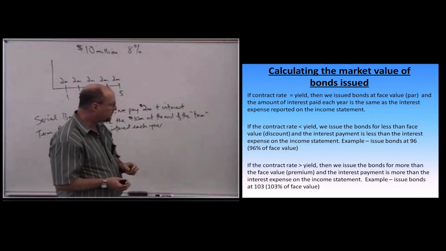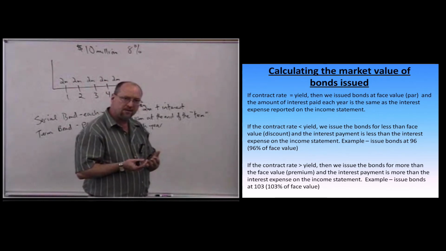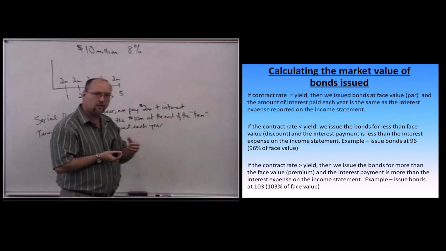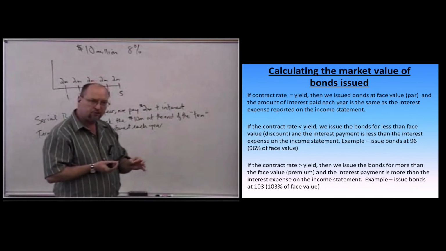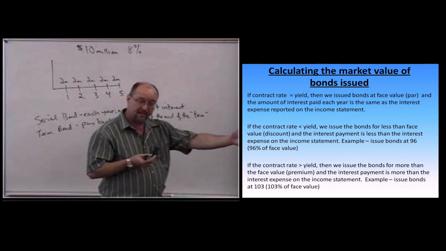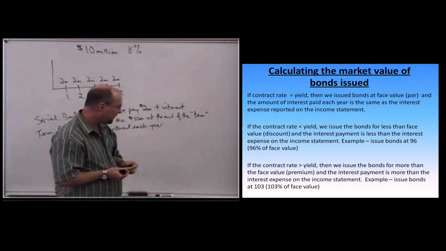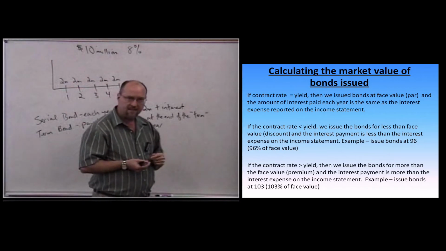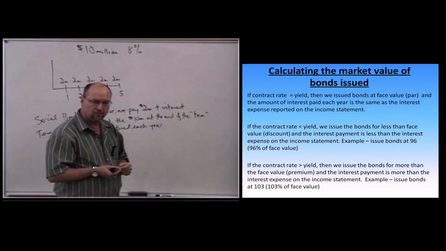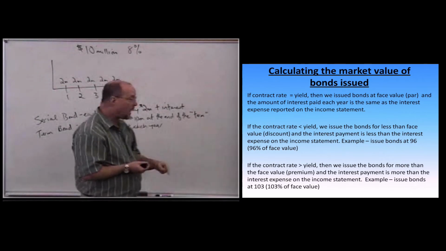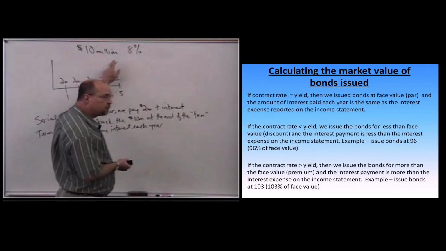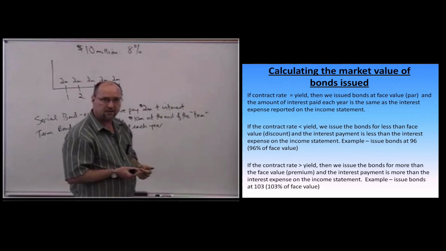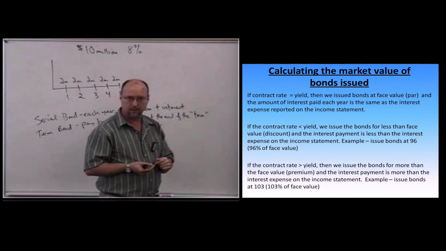Okay? As a result, we're going to receive slightly more than the face value. The difference between what we receive and the face value we're going to call the bond premium, and that's also going to be amortized or spread out over the life of the bond. So, for example, if we issue the bonds at 103, that means we're issuing them at 103% of the face value. I would multiply 10 million times 1.03, and that would give me 10,300,000, and I'd have a $300,000 premium.